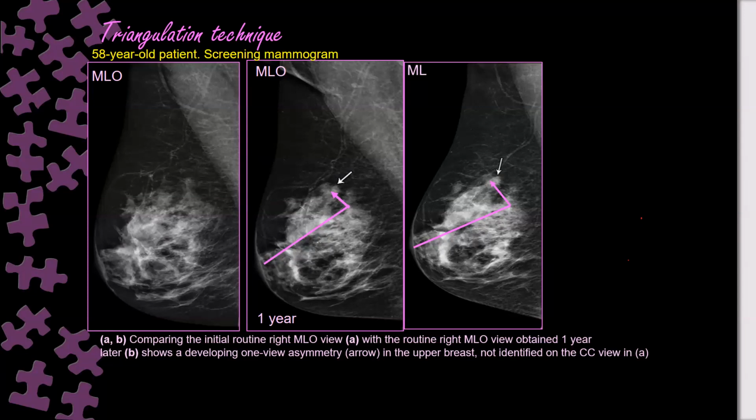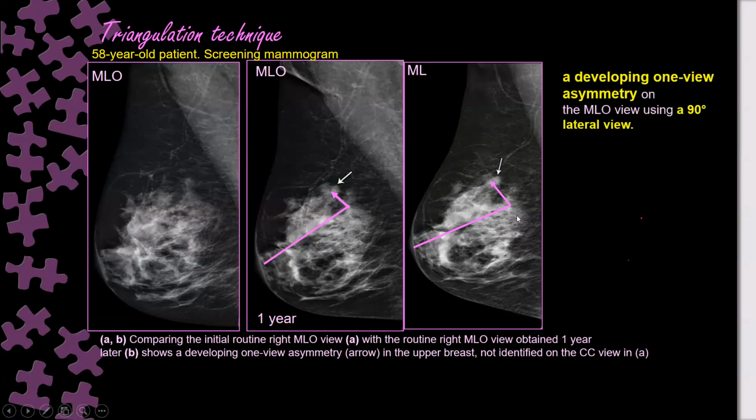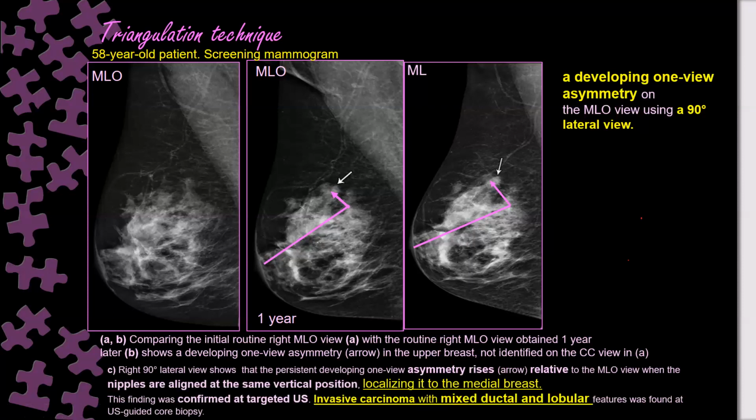So, where do you expect to find the lesion on the CC view? In the medial? Why? Lateral? Who said lateral? Who said medial? It rises up on the true lateral. So what is rising up? Medial. So that is medial. Okay, it was localized in the medial breast, and that was invasive cancer, mixed lobular.